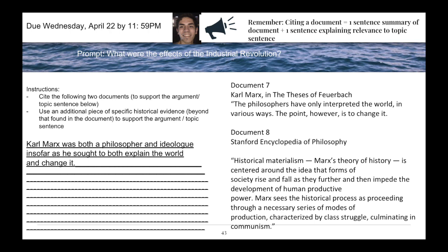So these two documents, just cite them both. Remember, citing is a little different. You just have to write a one sentence summary of the document and then one sentence explaining how it's relevant to the topic sentence. So the prompt I give you is a little disjointed from this body paragraph, and I think that's okay. Just remember you're supporting the topic sentence, that's the argument here.